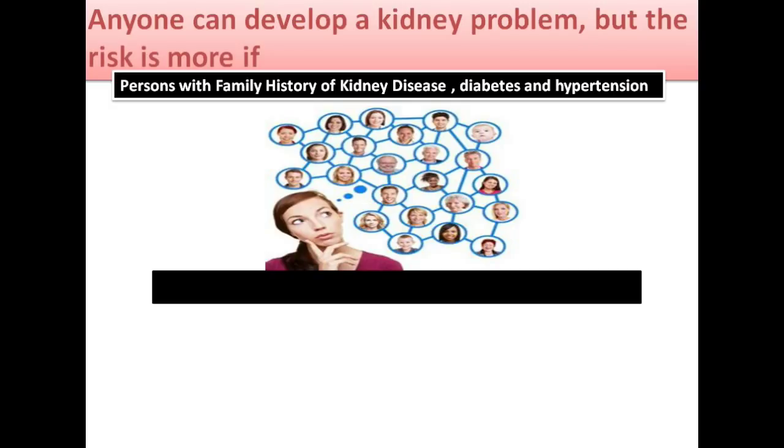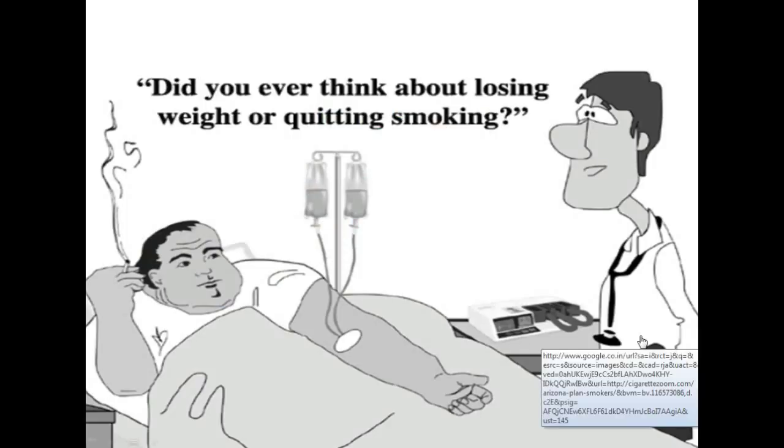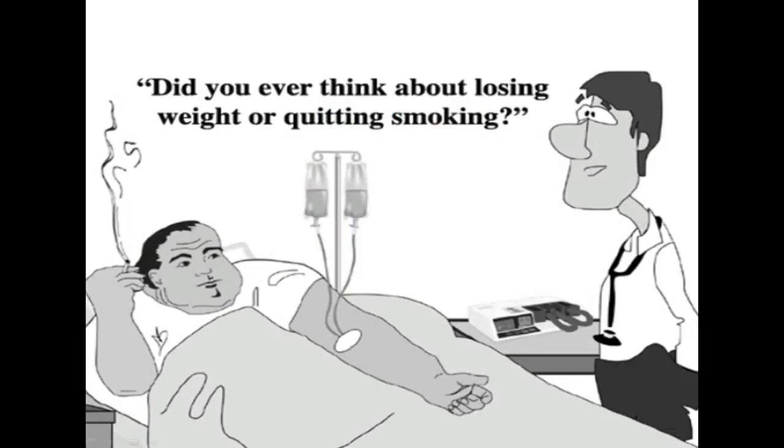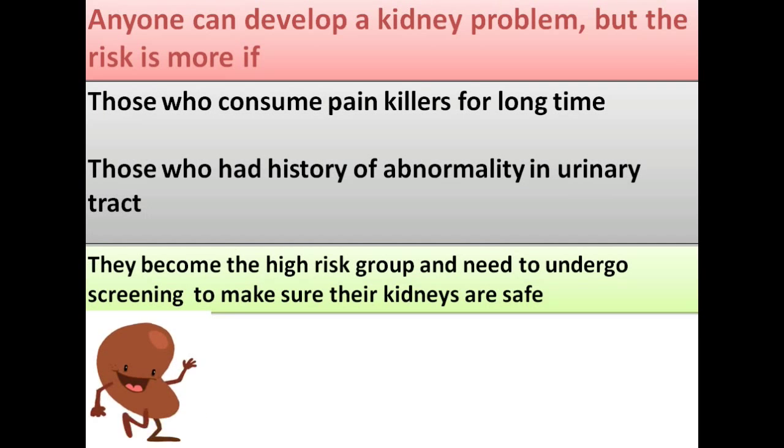Other groups of high risk individuals are those who have kidney problems in the family, like kidney disease, diabetes or high BP. Those who smoke, are obese and all above the age of 60 have to have their kidneys checked periodically. And even females or males who consume a lot of painkillers for a long time, especially for body pain, backache, and those who have abnormality of the urinary tract are also considered high risk individuals and need to undergo screening to make sure their kidneys are safe.